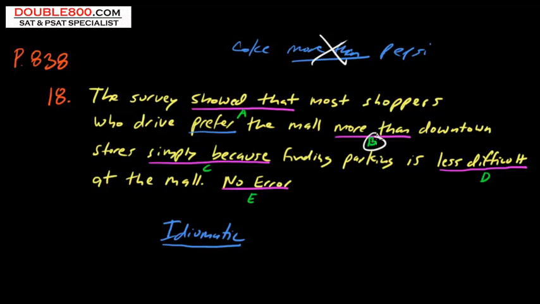The answer here is B, and by the way, the correct preposition here is over. You prefer something over another. Tough question, but trust your instincts. These idiomatic errors, I think, are the toughest for most students because you don't have a tangible rule.